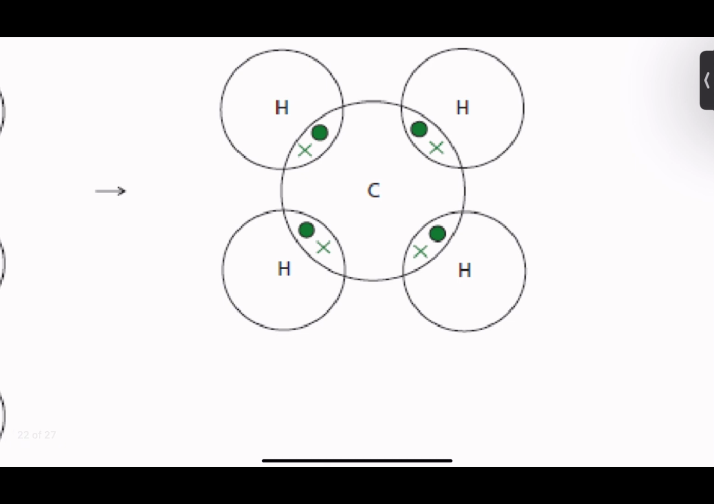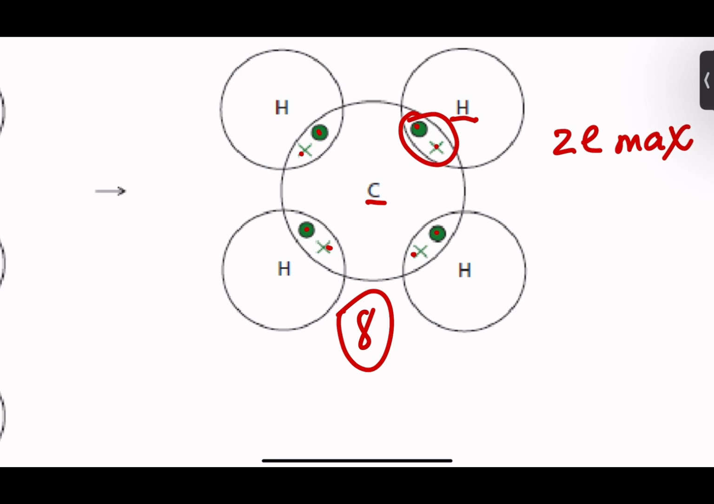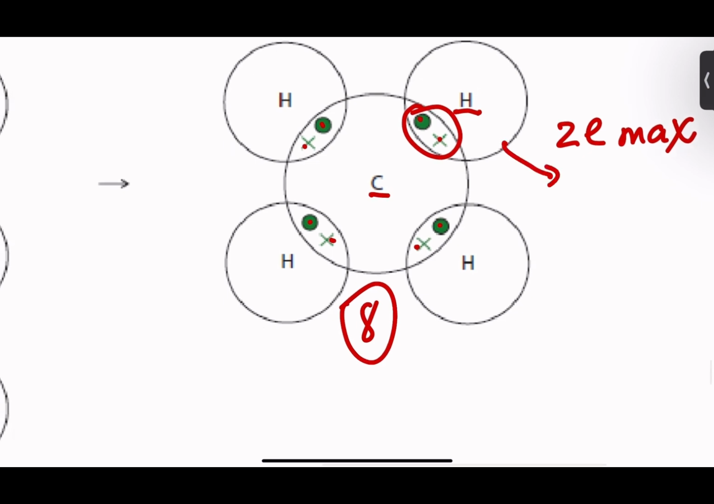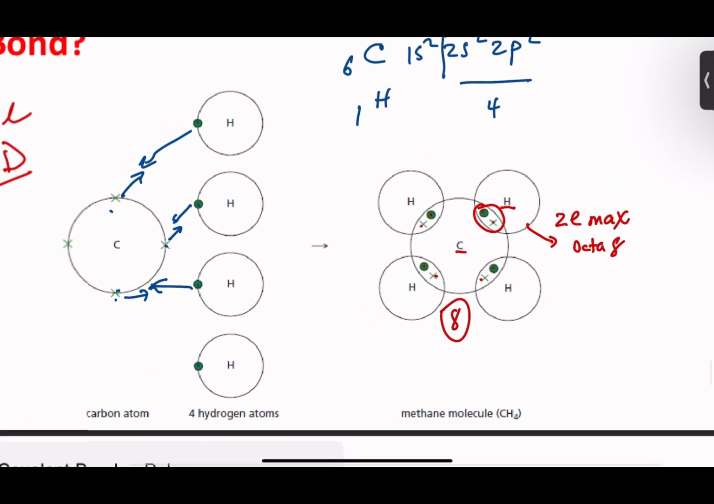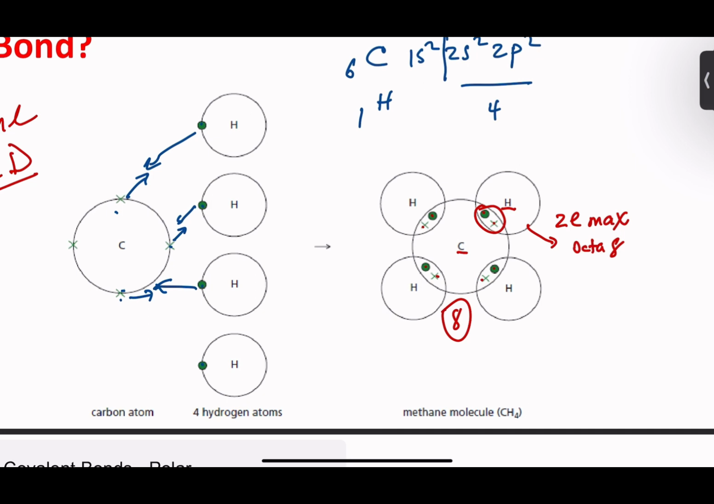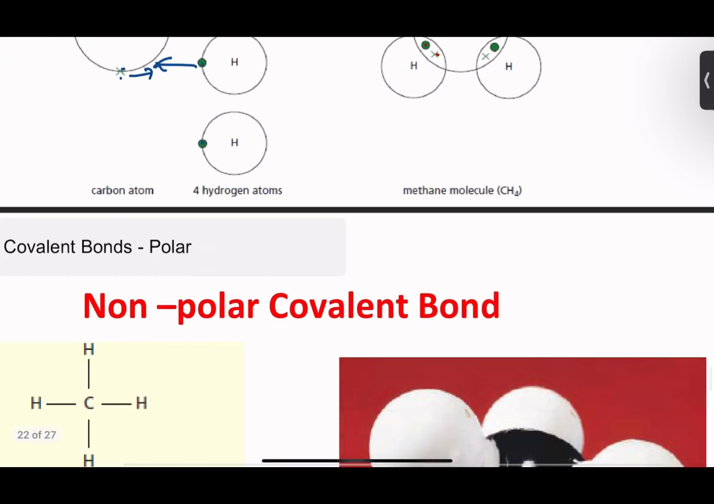Now let's count the number of electrons around carbon: 1, 2, 3, 4, 5, 6, 7, 8. Okay, so the octet rule is completed. Hydrogen, I told you, can have a maximum of 2 electrons. So that's how it achieved its stability. It's not octet, it's hydrogen stability. Octet means you need to have 8. So this is the Lewis dot cross diagram of CH4. I'm just going to delete it so you can have the final picture.